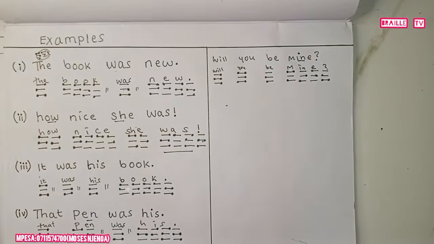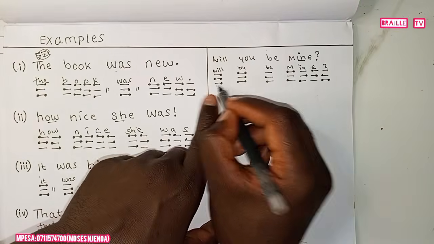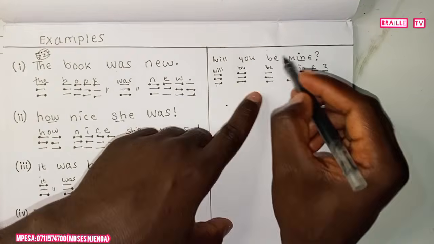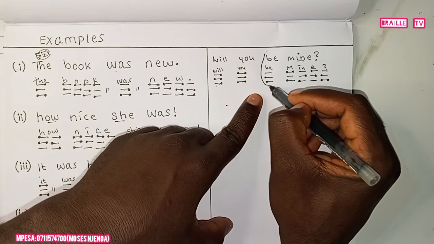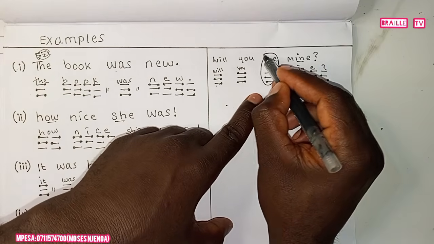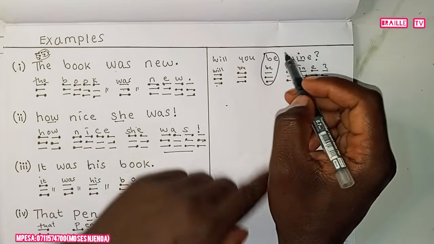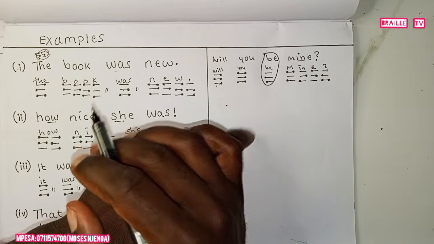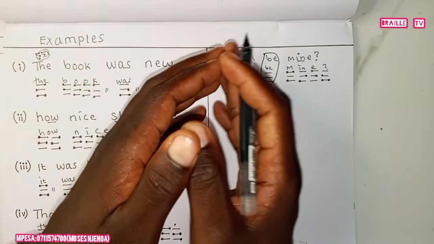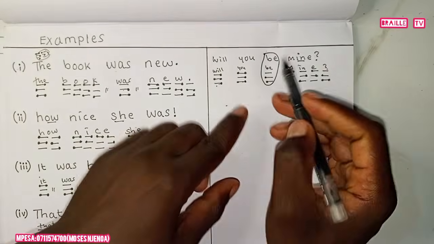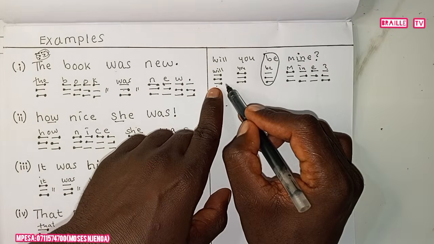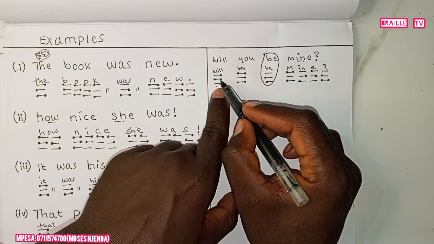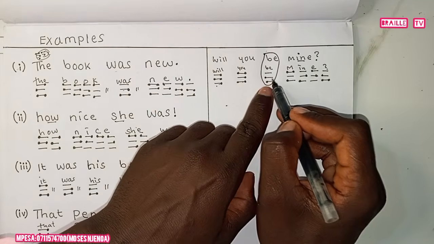Now listen, teachers. Remember, these are simple upper signs, this one and this one. But this one, you can see, is what we refer to as lower word signs, which must be written spaced from all other signs, including the punctuation. Let me repeat it. This and this and this, they are all word signs. Will is a word sign, you is a word sign, be is a word sign.